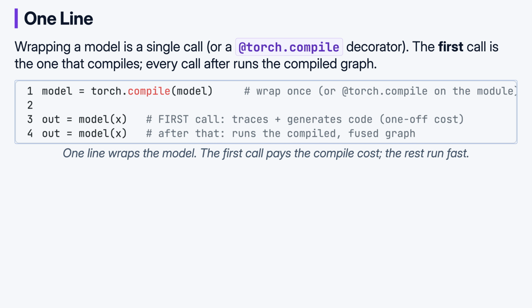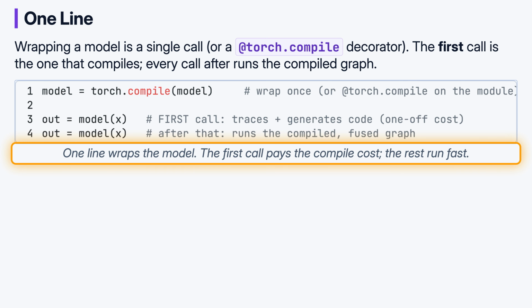It is one line. Model equals torch.compile of model, wrapping the model in place. The first call is the one that actually compiles. It traces the model and generates code, a one-off cost we measure in part 2. Every call after that runs the compiled, fused graph and is fast. One line wraps the model. The first call pays the compile cost, the rest run fast.